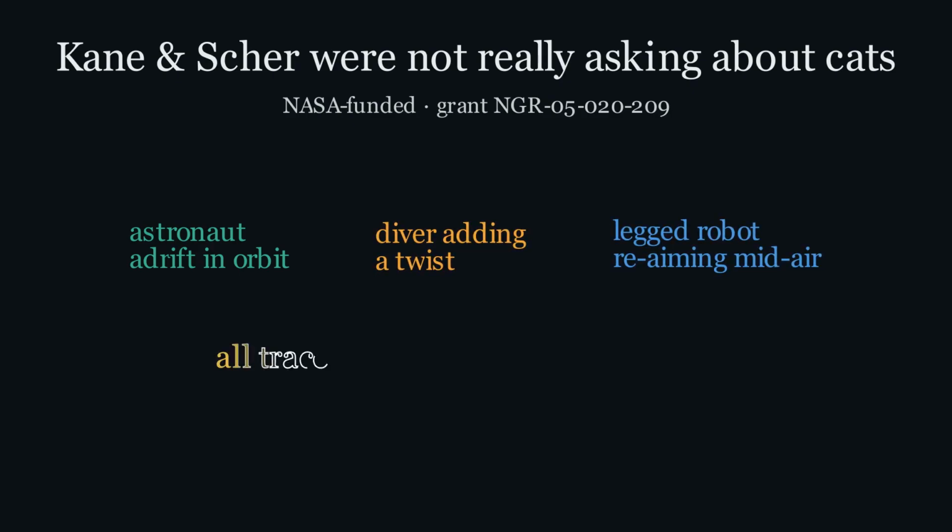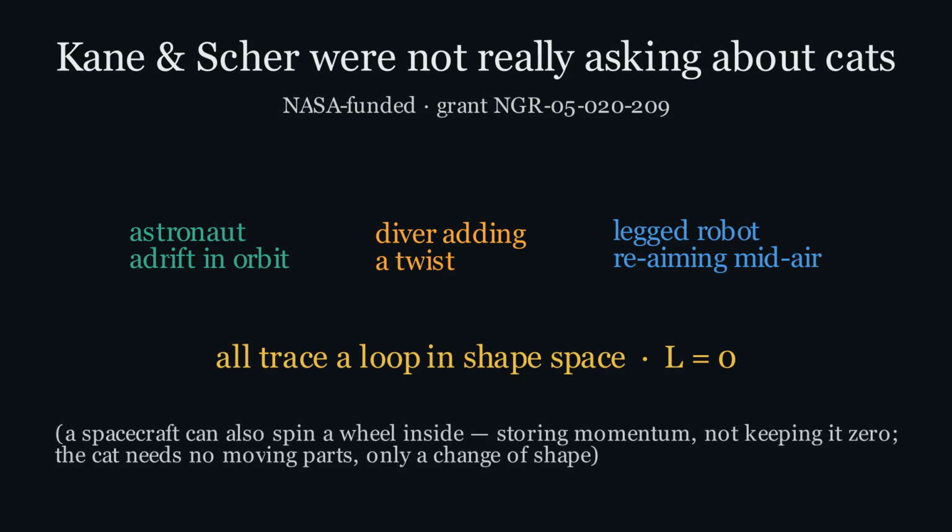A diver adds a twist the same way. A legged robot, knocked off balance, re-aims its body in the air by the very same maneuver. A spacecraft can also turn by spinning a wheel inside it, storing angular momentum rather than keeping it 0. But the cat's trick needs no moving parts at all, only a change of shape.